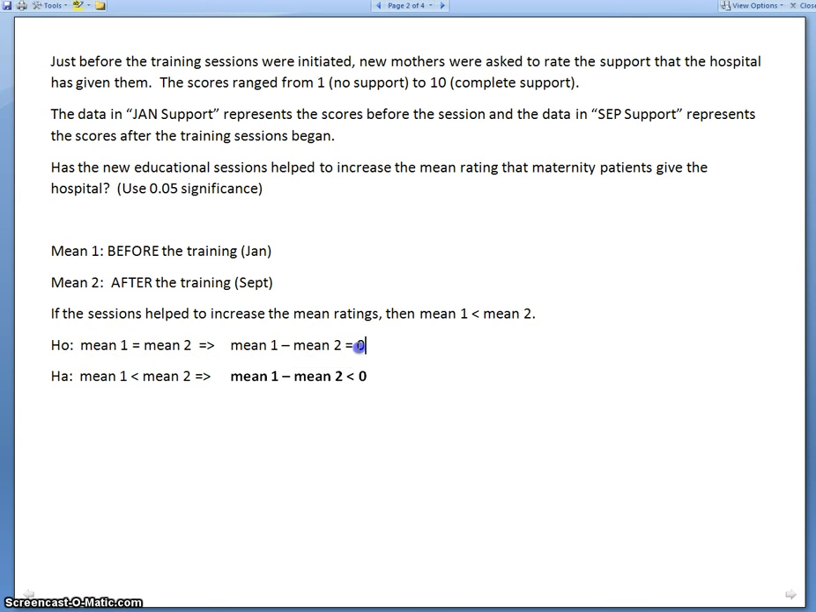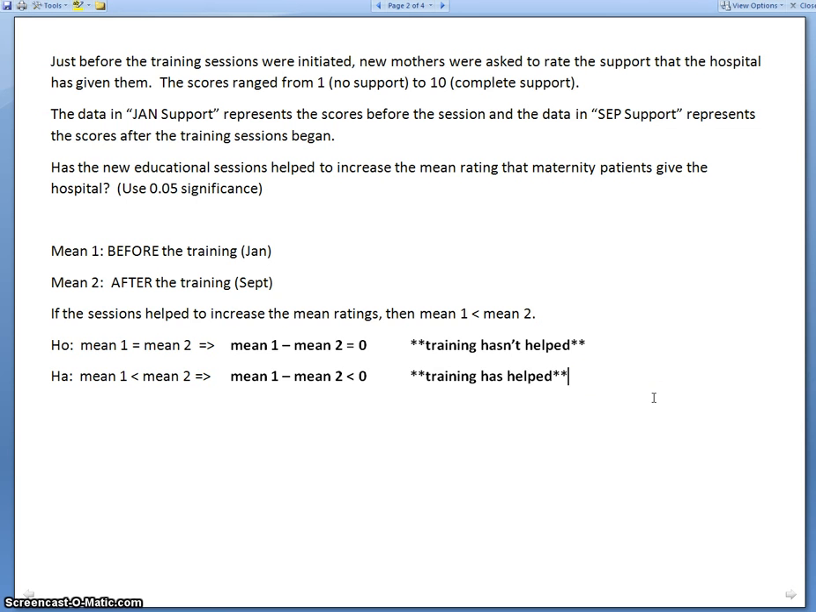So again, null, as we've seen before, has an equal to. There's no change. There's no difference between the two means. And if we end up accepting this, right, if we end up failing to reject the null and there's no difference, this is evidence that the training hasn't helped. However, if we reject the null in favor of the alternative, this is suggesting that training has helped. And when I'm saying helped, I'm talking about the ratings, the rating of the hospital.